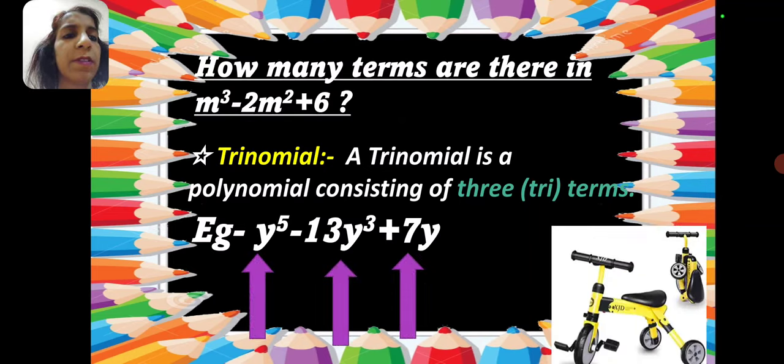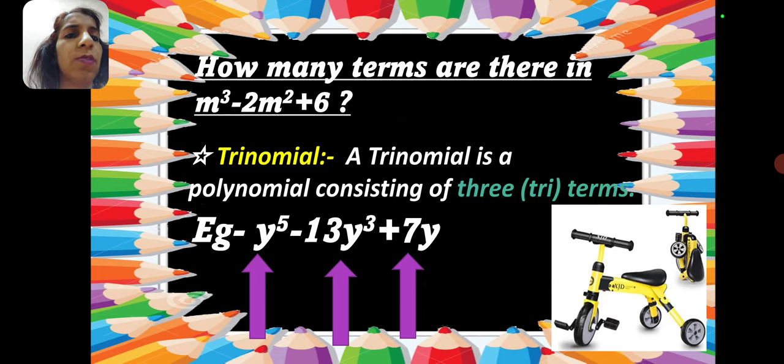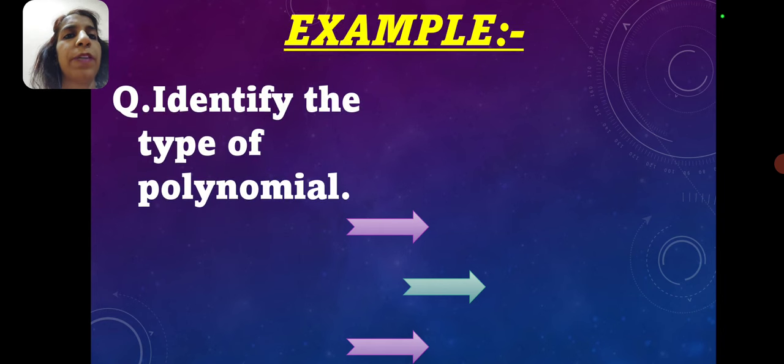Okay. So if a bicycle is having three wheels, it is a perfect real life example of trinomial, okay. In our younger ages, or the children with younger ages use these types of bicycles, okay. So let's move on to examples.